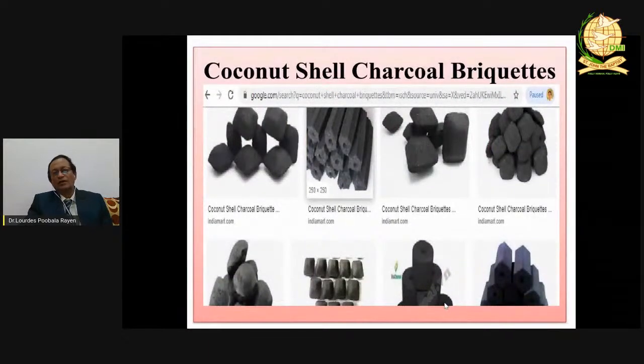Just see this slide. Coconut shell charcoal briquettes. See, all these things are available on the net. Just go and see. These are all the value-added products. Normally, we used to throw away the coconut shell. Instead of throwing away the coconut shell, we can produce some value-added product.